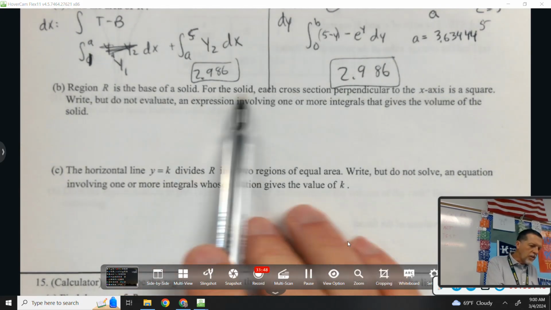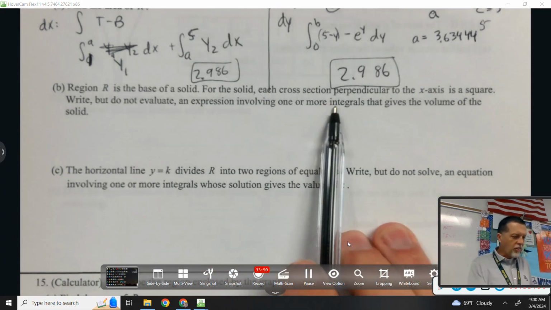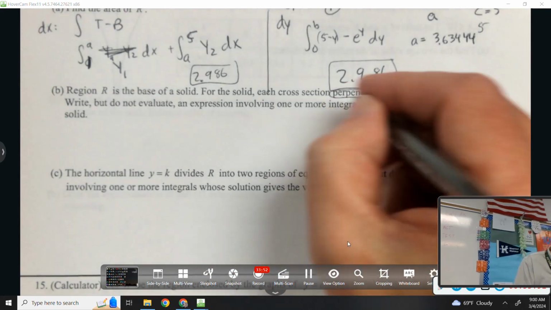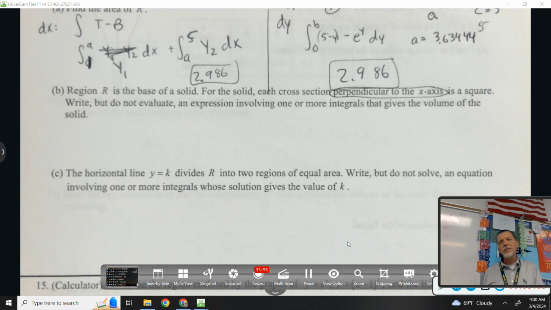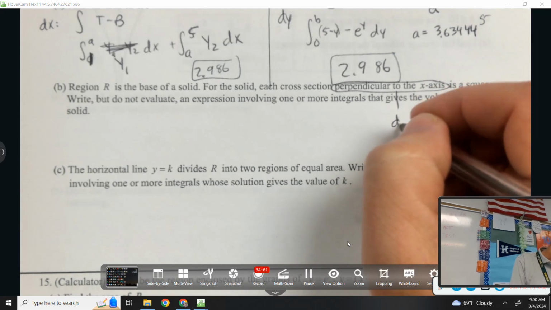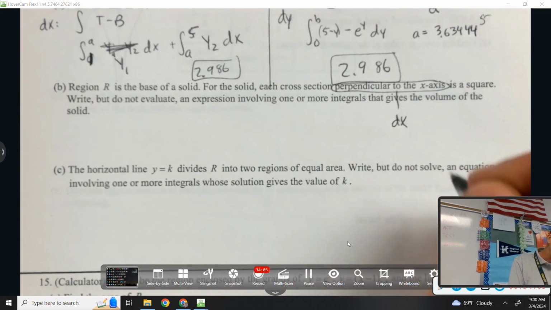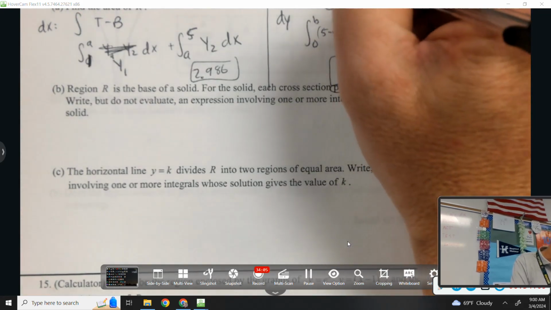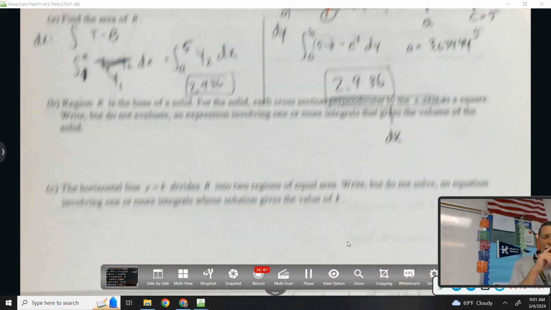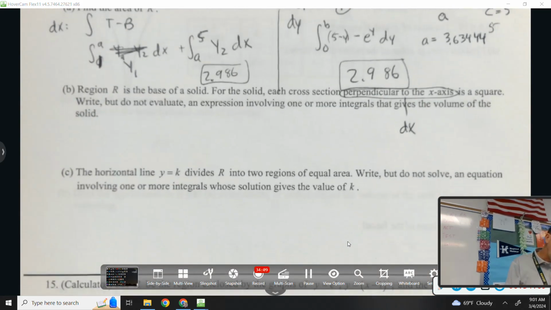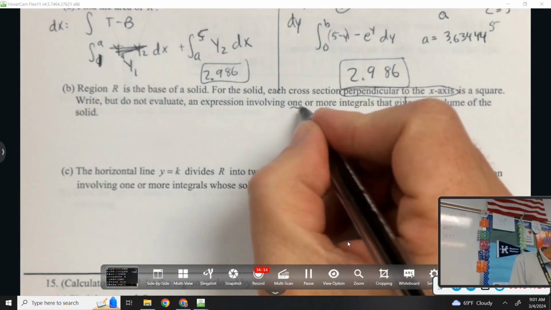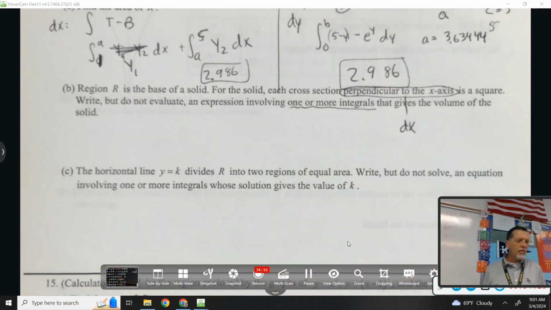Region R is the base of a solid. For the solid, each cross-section perpendicular to the x-axis. Sigh of relief, because what does perpendicular to the x-axis mean? dx is a square. Okay, so squares coming up out of the page here. Write, but do not evaluate, an expression involving one or more integrals that gives the volume of the solid.